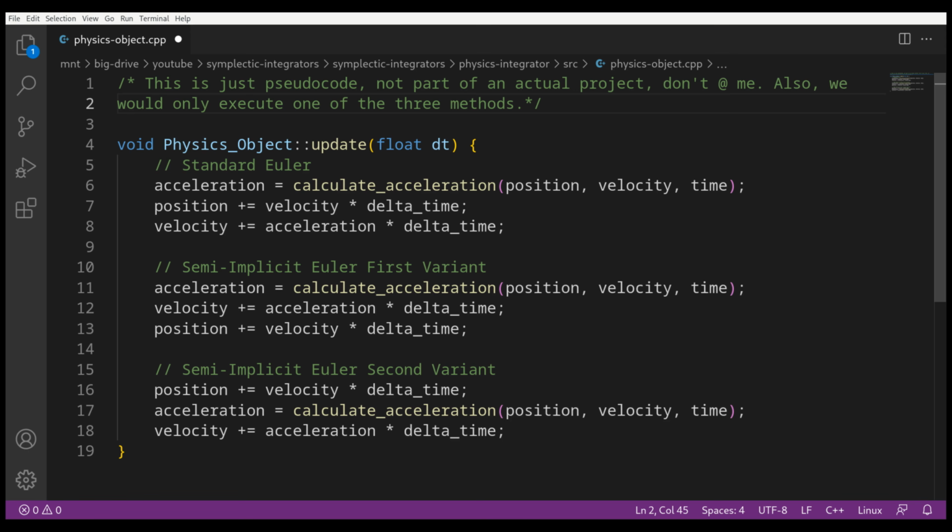In the first method, we use the old position and the old velocity to calculate the acceleration, then we use the old velocity to update the position, and then use the acceleration to update the velocity. The second method is similar, but it uses the new velocity to update the position. The last method uses the velocity to update the position before calculating the acceleration, which it then uses to update the velocity. While the first method is known just as Euler's method, the last two methods are known as semi-implicit Euler methods. We call them semi-implicit Euler because they use half the results from the next step to compute the next step. Unlike a full implicit method, they don't need to solve any equations to find the next step.